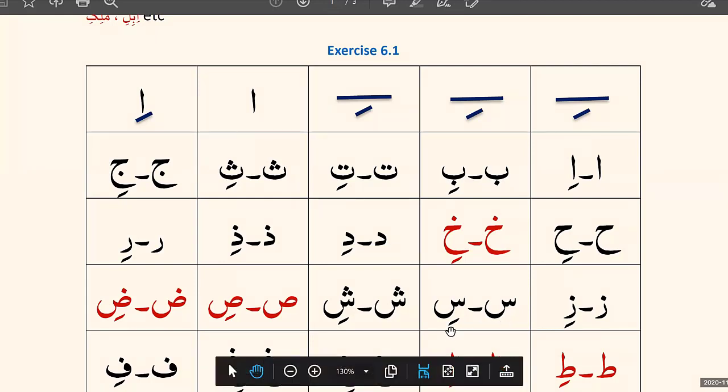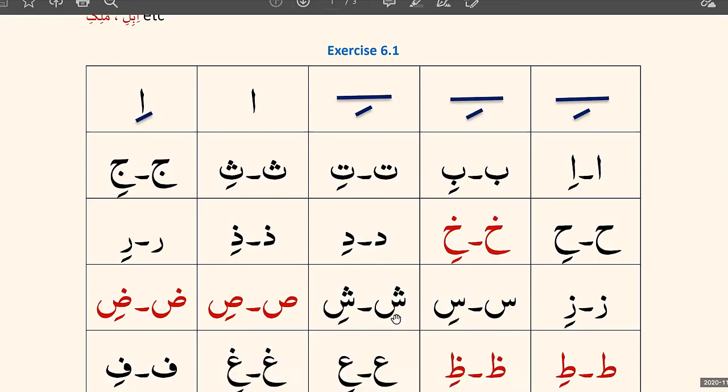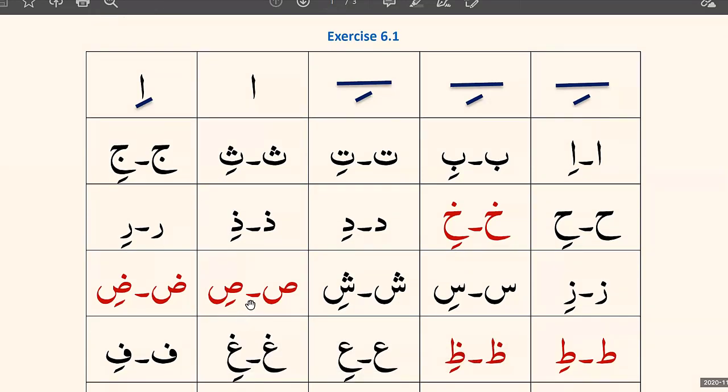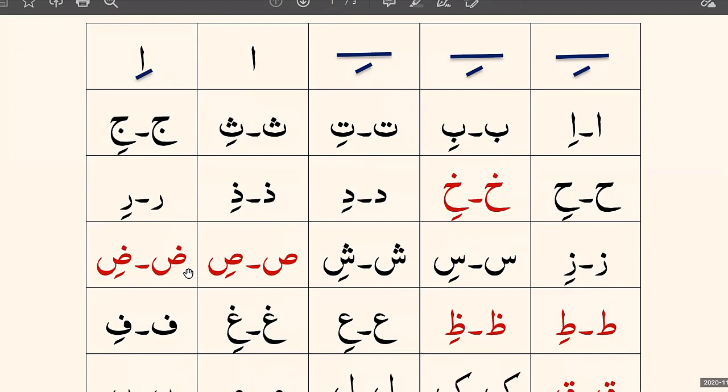Seen. And as soon as one rule comes, you know, the rule of kasra. See. Sheen and she. Sod and si. This is a thick letter. Again, this is the second thick letter in continuation, in order. Kha and sa. And next is dod.